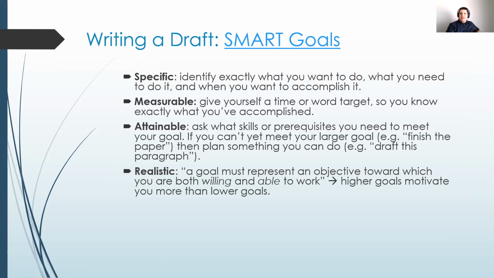Related to that is finding a realistic goal. Quoting from the website, a goal must represent an objective toward which you are both willing and able to work. I like the way that Stephen King put it. The thing that a writer needs most is a room with a door he is willing to close.